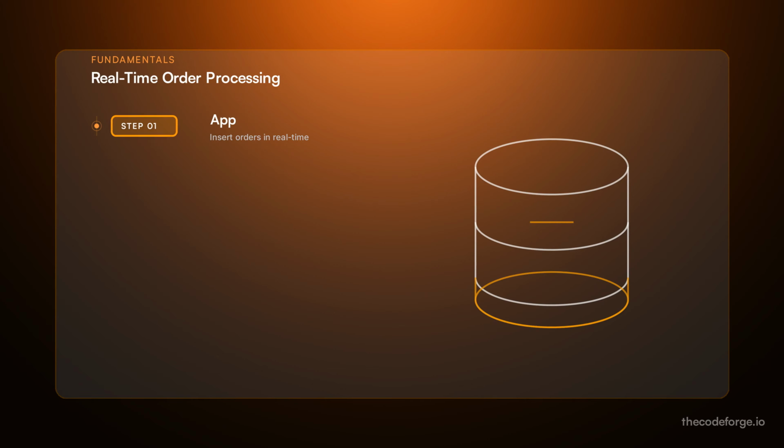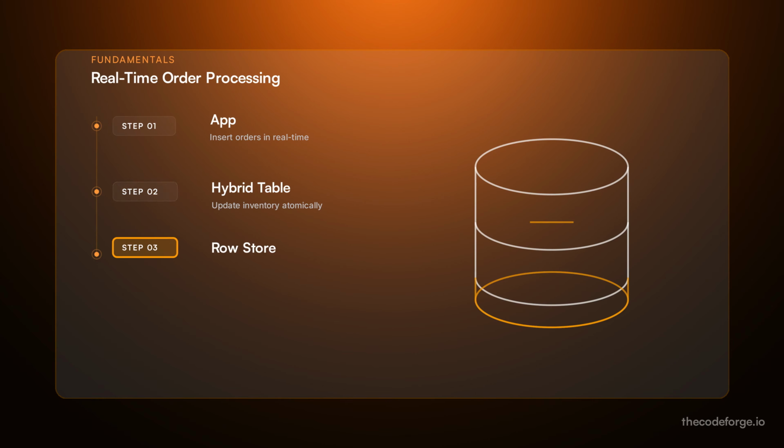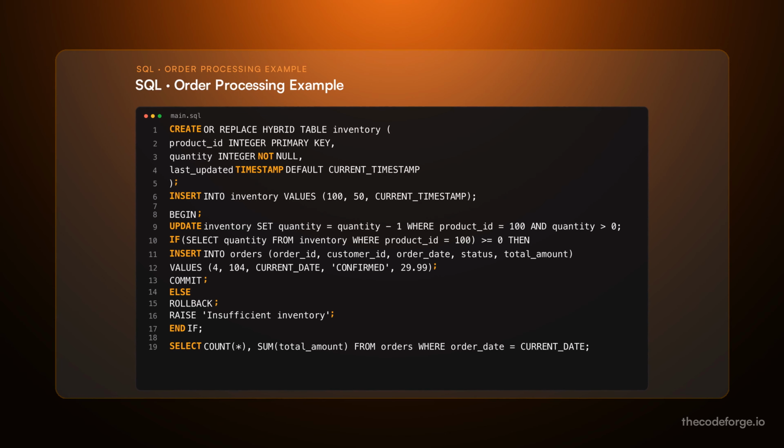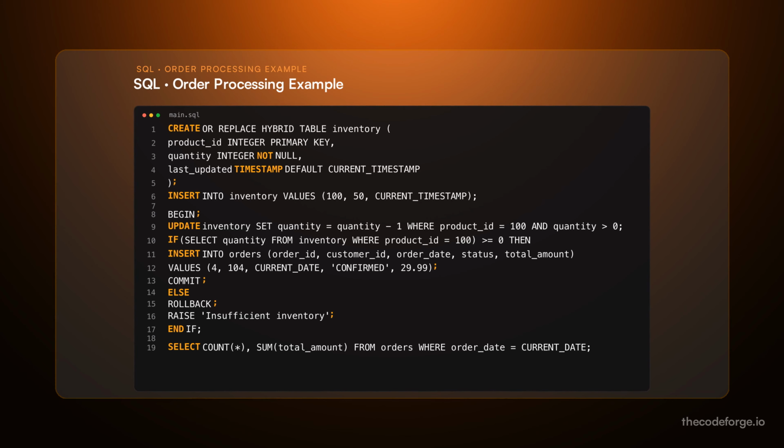Use information schema to monitor storage usage. With hybrid tables, the row store handles atomic inserts and updates, and the column store runs analytics directly on that same table, eliminating the separate OLTP DB and powering a live dashboard. We create an inventory table, then in a transaction we deduct inventory and insert an order only if stock is sufficient. Finally, we run a real-time dashboard query.